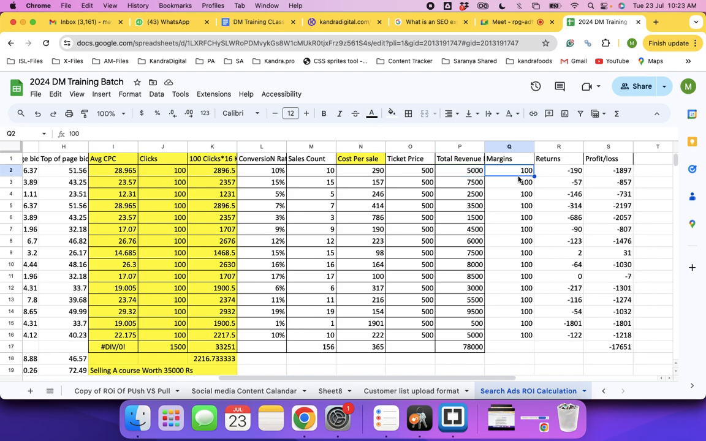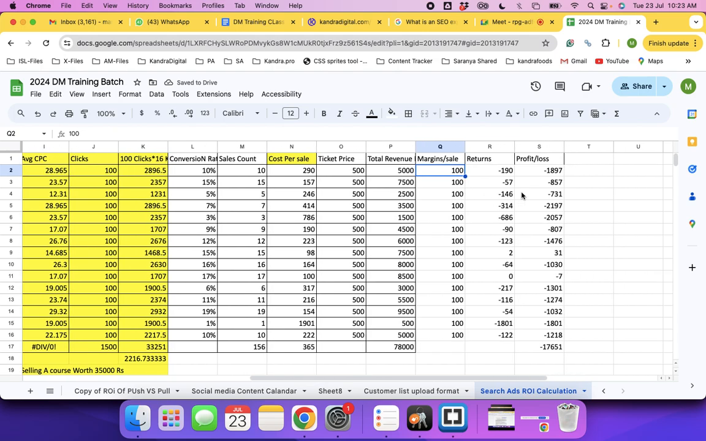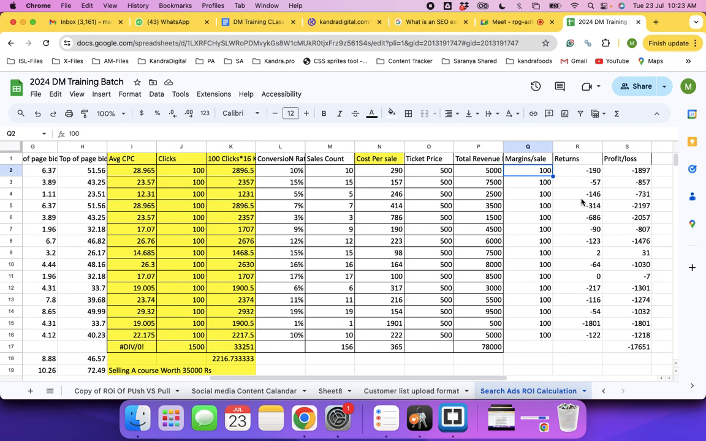Margin is 100 rupees per sale. So 10 sales, so you're going to make 1000 rupees. Right? But your spend is 3000 rupees, 2896. Correct? So now your margin per sale is 100 rupees. So you have made 10 sales, so your total margin will be 1000 rupees.